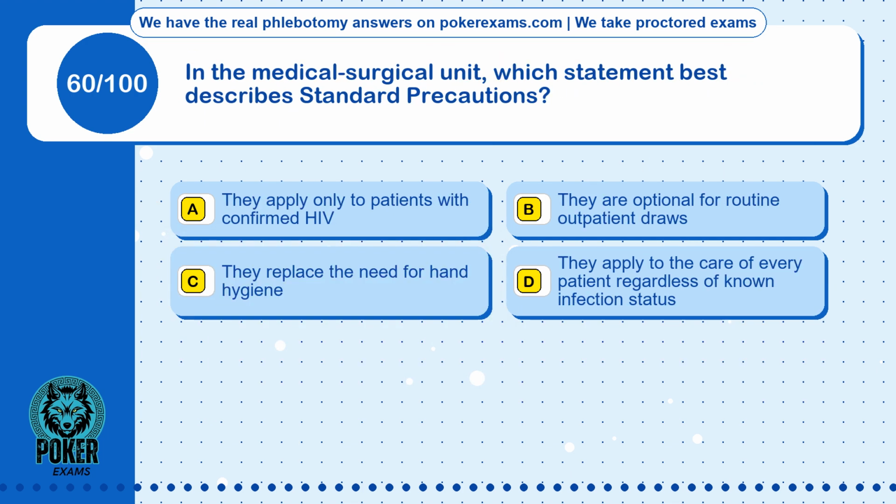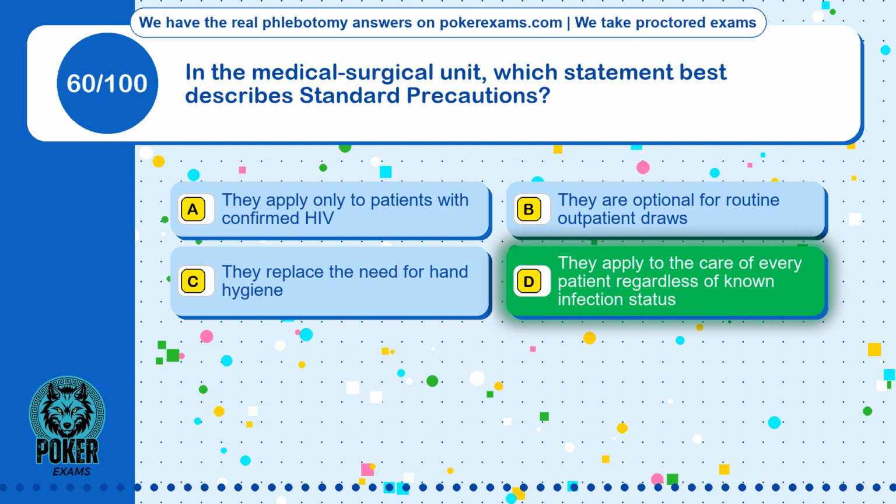Question 60. In the medical surgical unit, which statement best describes standard precautions? Option A. They apply only to patients with confirmed HIV. Option B. They are optional for routine outpatient draws. Option C. They replace the need for hand hygiene. Option D. They apply to the care of every patient regardless of known infection status.